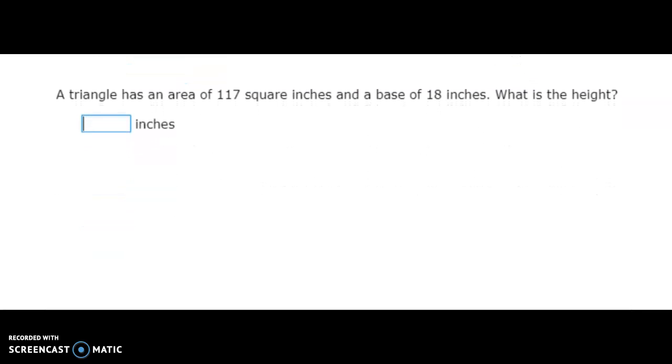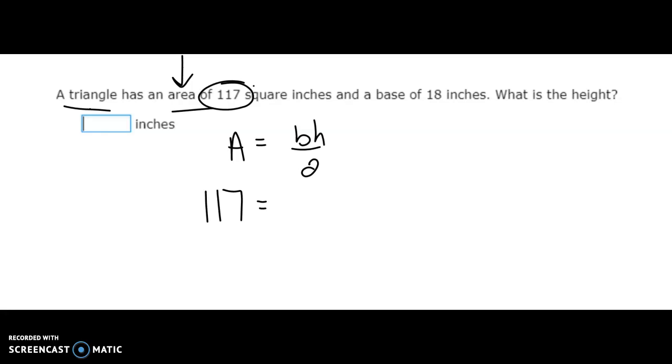A triangle has an area of 117 square inches and a base of 18 inches. What is the height? So what is the shape? Triangle. What are we talking about? Area. So what's the formula for the area of a triangle? Base times height divided by 2. 117 is the area, so the 117 is going to go where the A is. The base is 18, so the 18 is going to go where the B is. And we don't know the height because it says what is the height. So we're going to put an H there, and we're going to divide by 2.